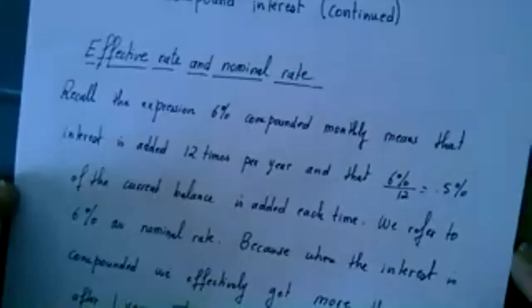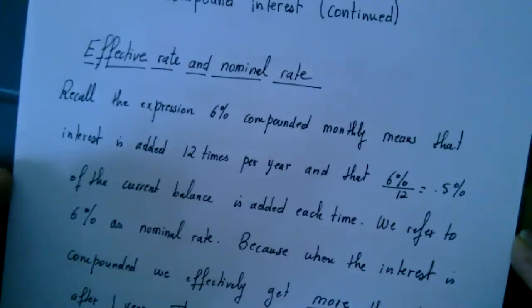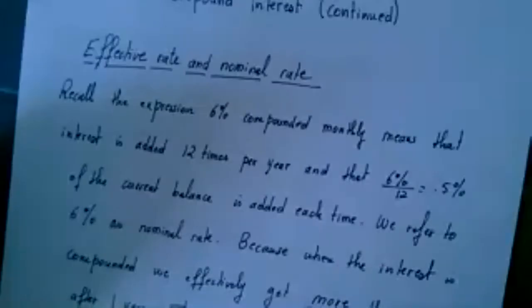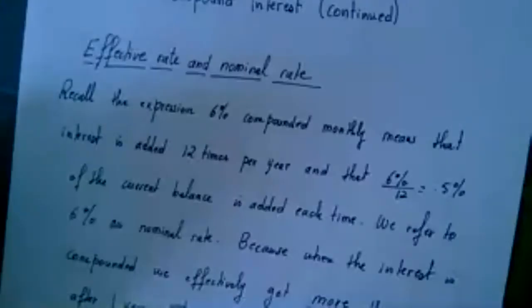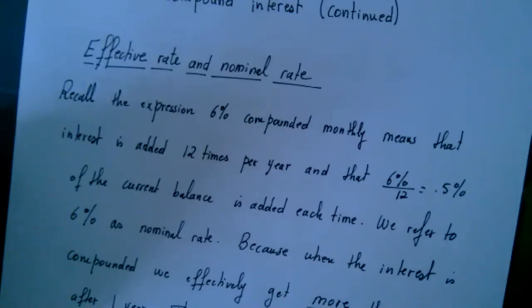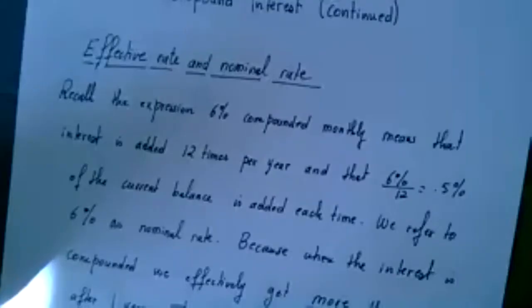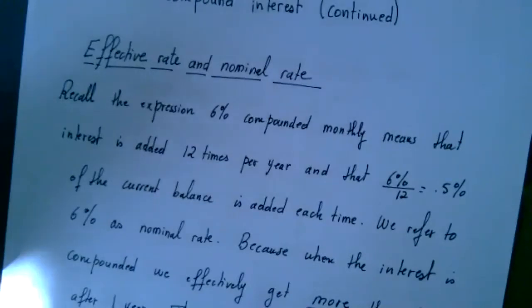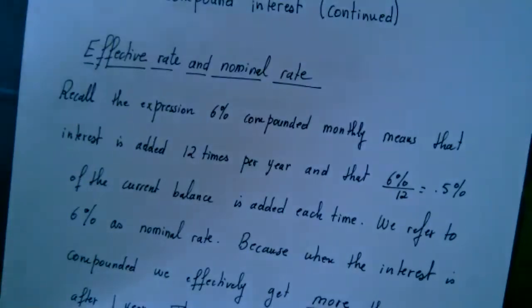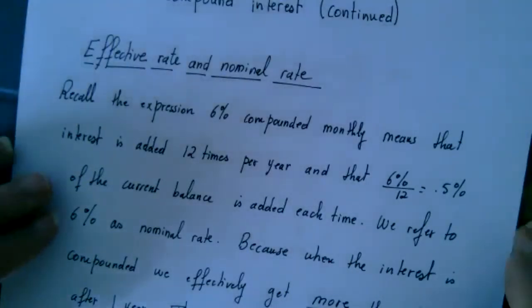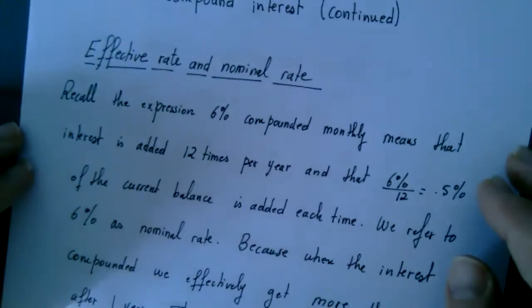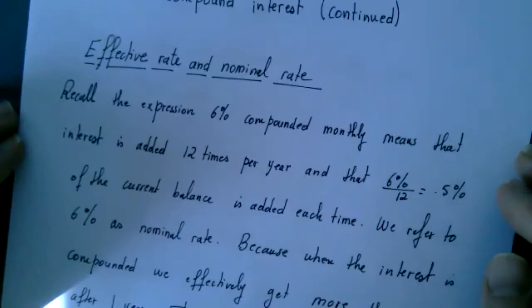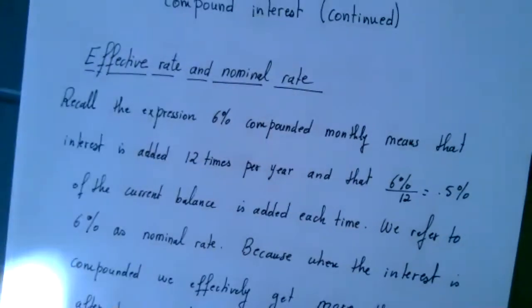So the question is, what is the effective rate? It means effectively how much interest I'm getting per year if the interest is compounded monthly. I'm getting more than 6%, but exactly how much am I getting? We're going to call this the effective rate. It means how much we are actually getting. But how are we going to find this effective rate? Are you with me? Everybody? So now how are we going to compute this effective rate?